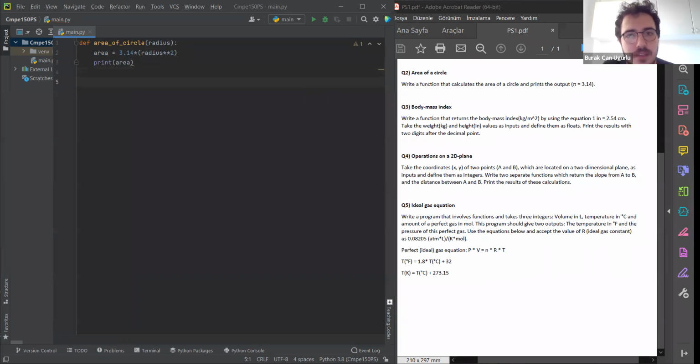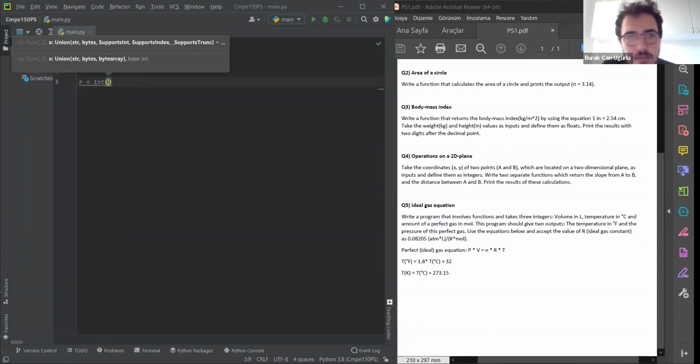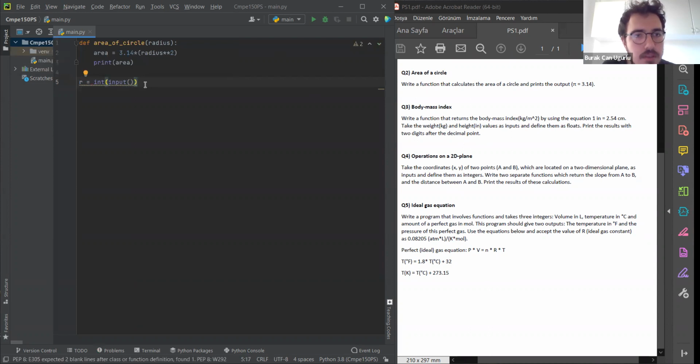And for this function, we should have an input of this radius. So I can call it r, and we may use an integer for this input, and the area of the circle and r.